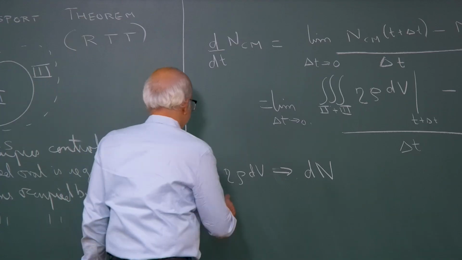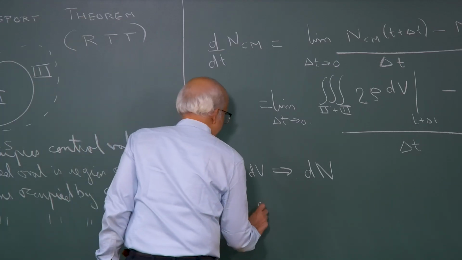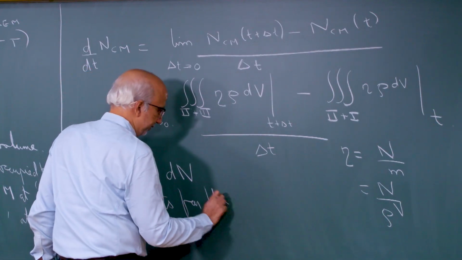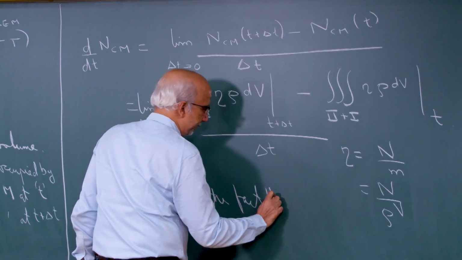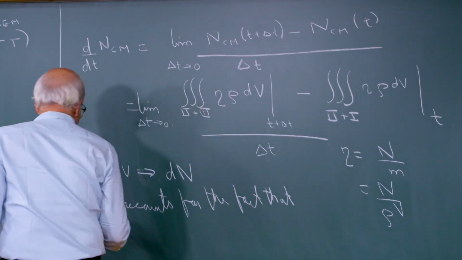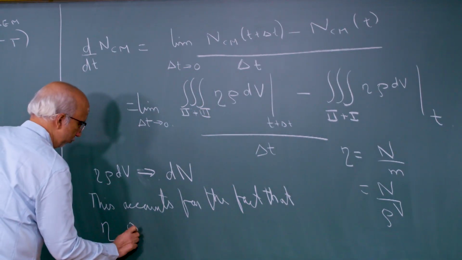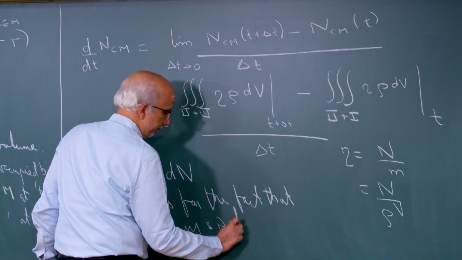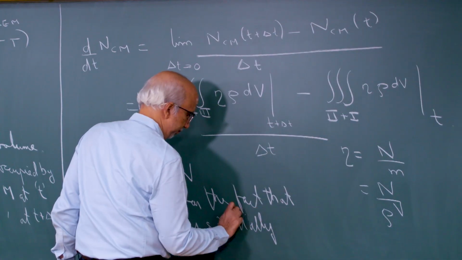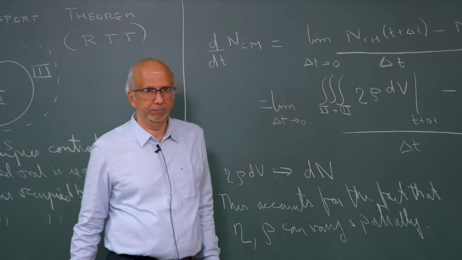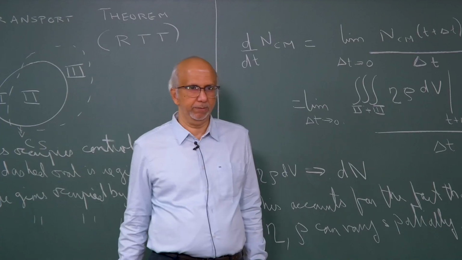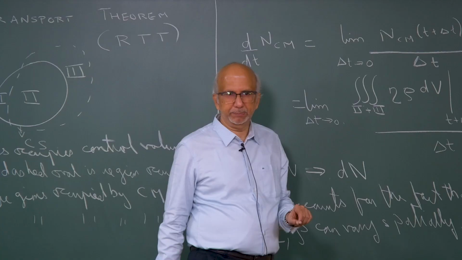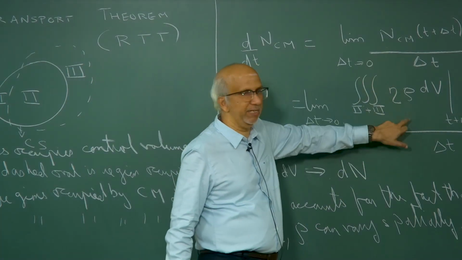Now, so this accounts for the fact that eta and rho can vary spatially. Okay. In regions 2 and 3, there can be eta and rho varying spatially. So, as far as this property is concerned, I am just integrating it over this.